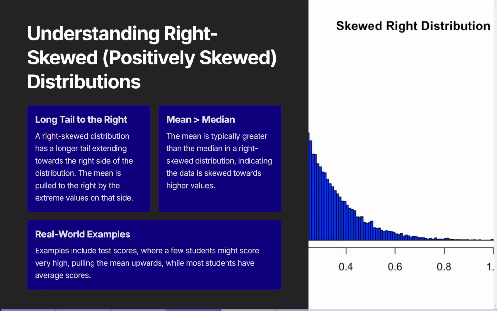Now, moving on to the right skewed, positively skewed distribution. Long tail to the right. A right skewed distribution has a longer tail extending towards the right side of the distribution. The mean is pulled to the right by the extreme values on that side, meaning the tail is longer on the right side of the data. So the mean tends to be bigger than the median, indicating the data is skewed towards higher values. Examples include test scores where a few students might score very high, pulling the mean upwards while most students have average scores. That's an example we can all relate to.